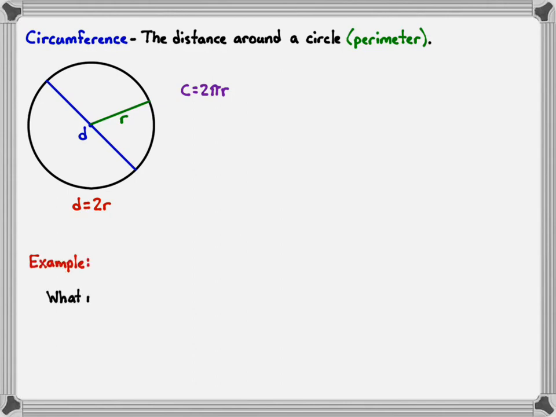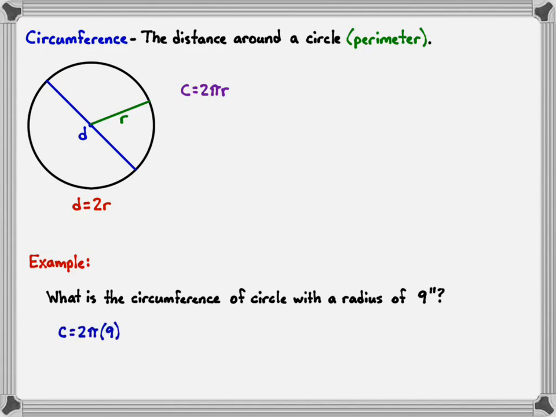So let's go ahead and take a look at an example of this. What is the circumference of a circle with a radius of 9 inches? Well, it's pretty straightforward. If the radius is 9 inches, we can just plug that into our formula. So we'd end up with c equals 2 times pi times 9, which is 18 pi. And the units on this, because we're talking about a distance, how far it is from one point to another, would just be the same units as the distance of the radius. So it would be in inches, because those little two lines mean inches.